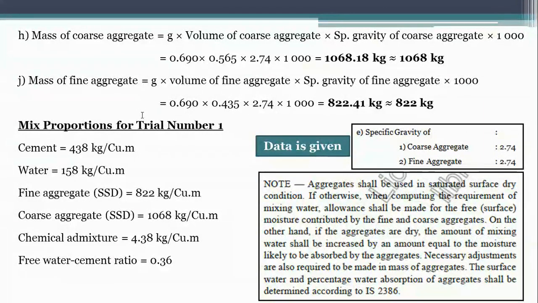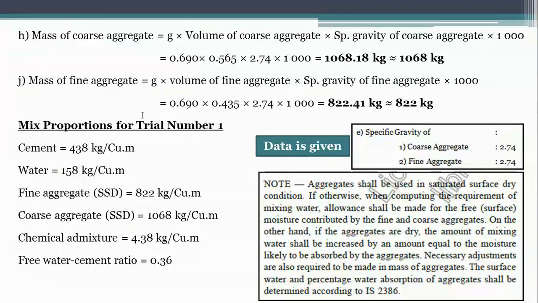How did we get that? 1 percent of the weight of the cement. So 438 into 1 by 100, you will get 4.38 kg per meter cube. Then the water cement ratio that we adopted is 0.36. So we have almost done 90% of our calculation in the mix proportion. Here you can see fine aggregate and coarse aggregate. In the bracket it is given as SSD. SSD means saturated surface dry condition.